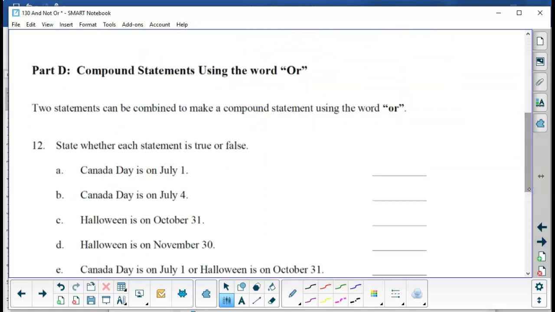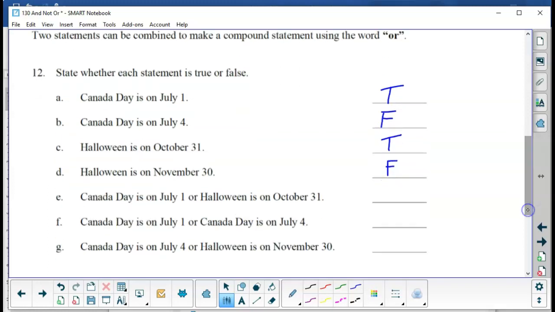Now the word or, that's a little bit different. So two statements can be combined to make a compound statement using the word or. State whether each statement is true or false. Canada Day is on July 1st. Yes, that's true. On July 4th? No, we already said. Halloween is on October 31st? True. It's on November 30th? No, it's false. It's only one Halloween.